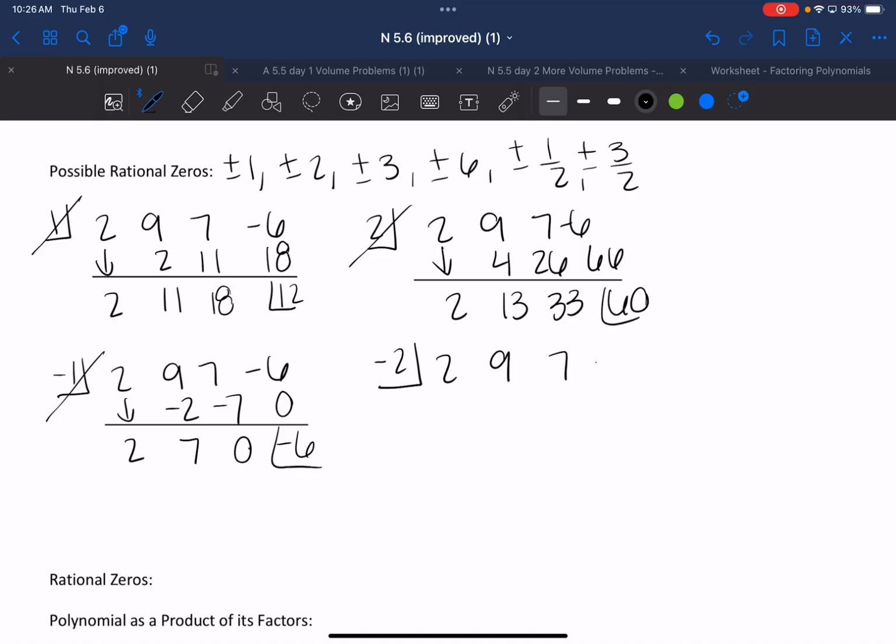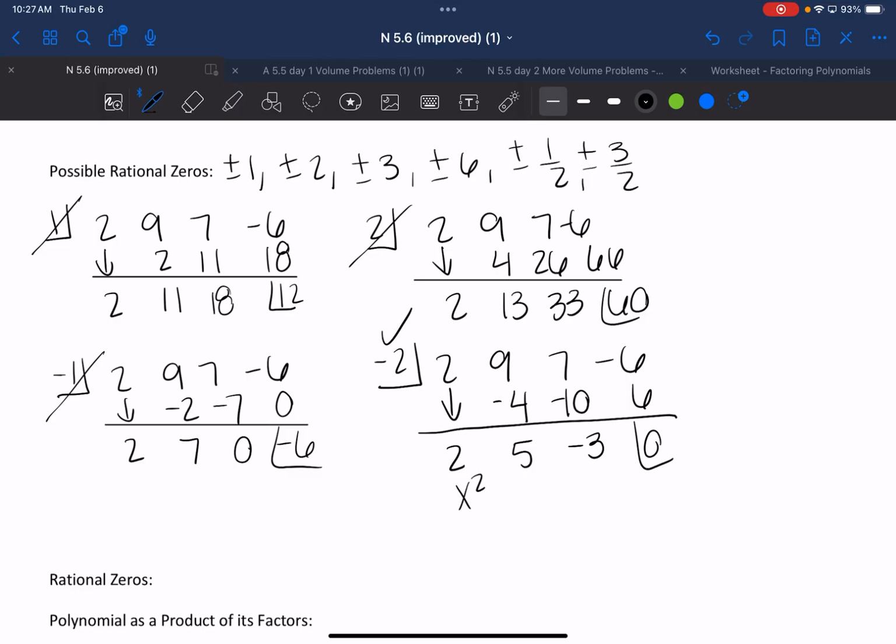2, 9, 7, and negative 6. All right, so we bring down the 2. 2 times negative 2 is negative 4, right? And 9 plus negative 4 is 5. 5 times negative 2, right? And 7 plus negative 10. And negative 3 times negative 2. And negative 6 plus 6 is, all right, so we got one to work.